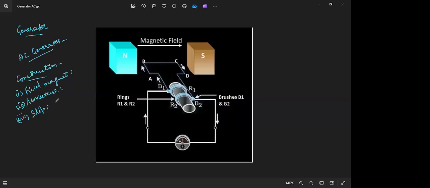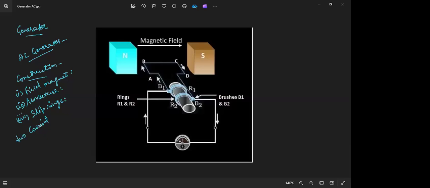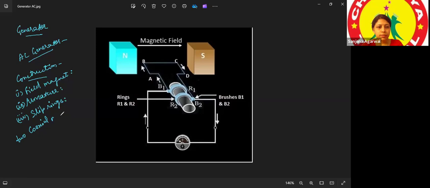Third is slip rings. The ends of the coil are connected to two coaxial metallic slip rings, R1 and R2, which rotate along with the coil.